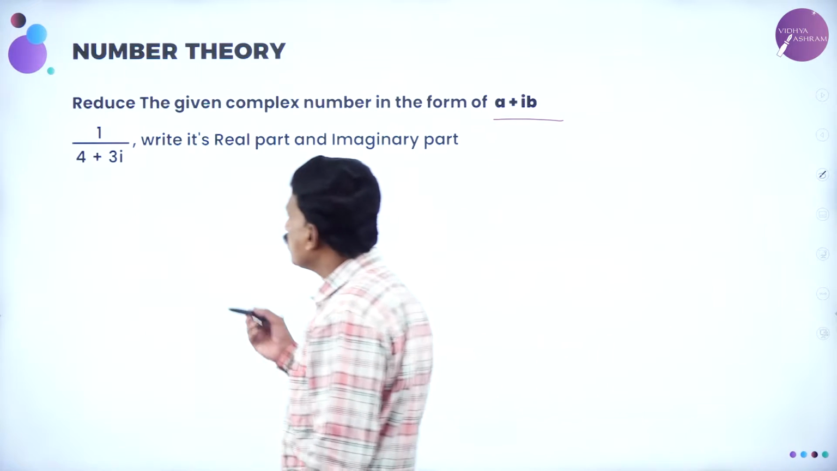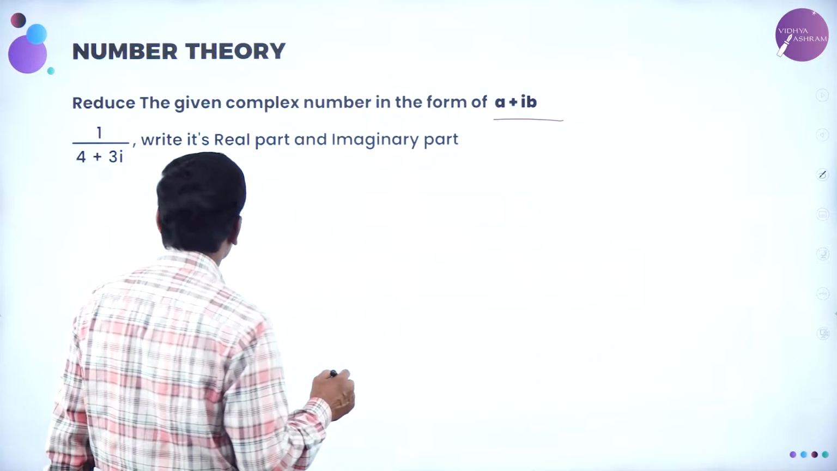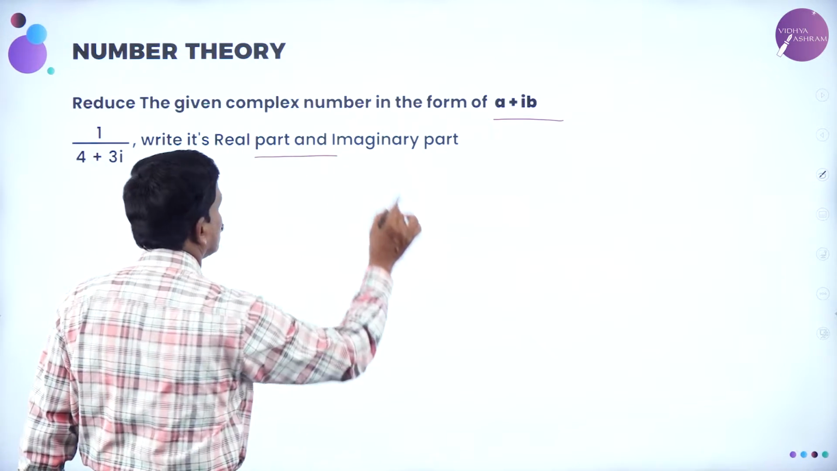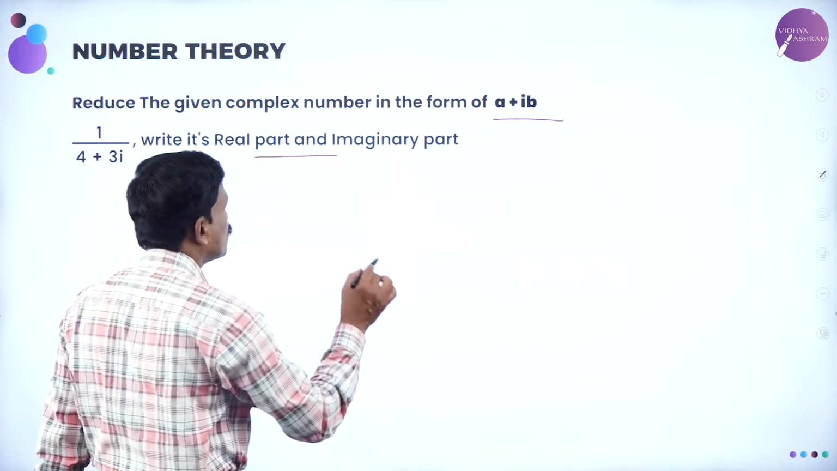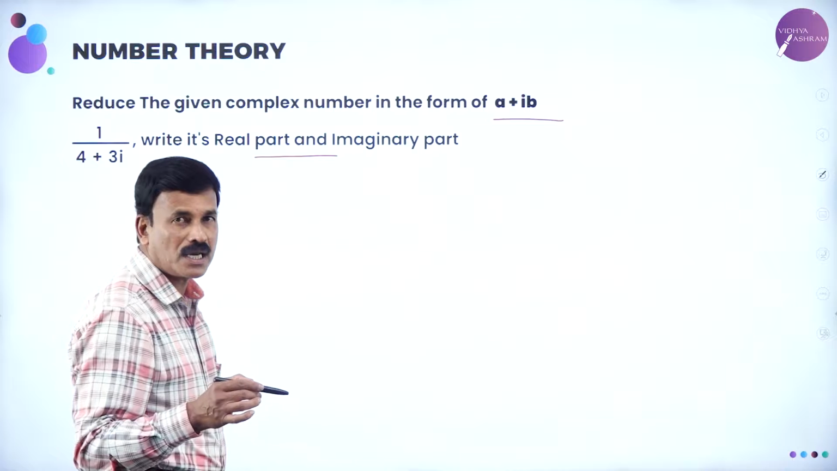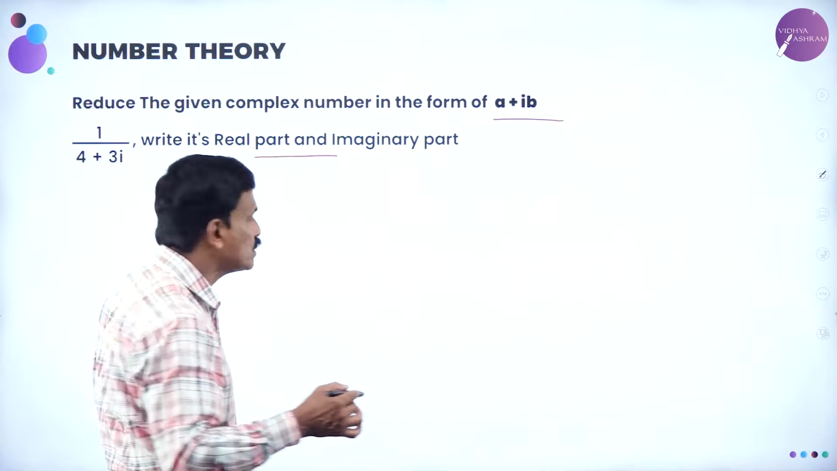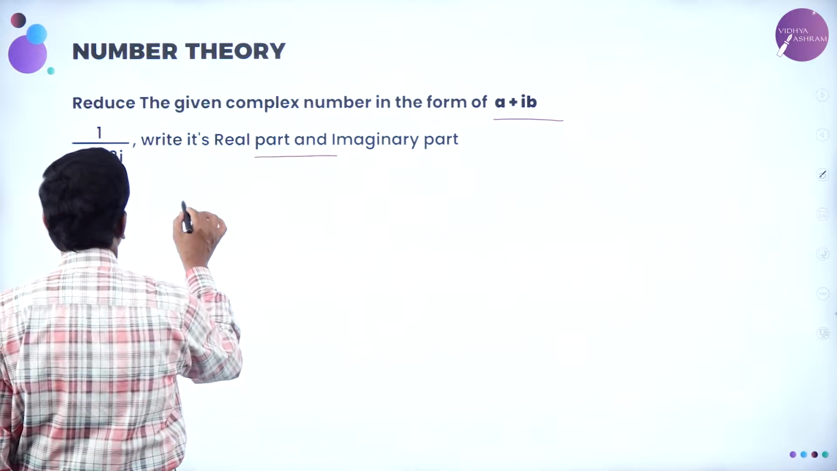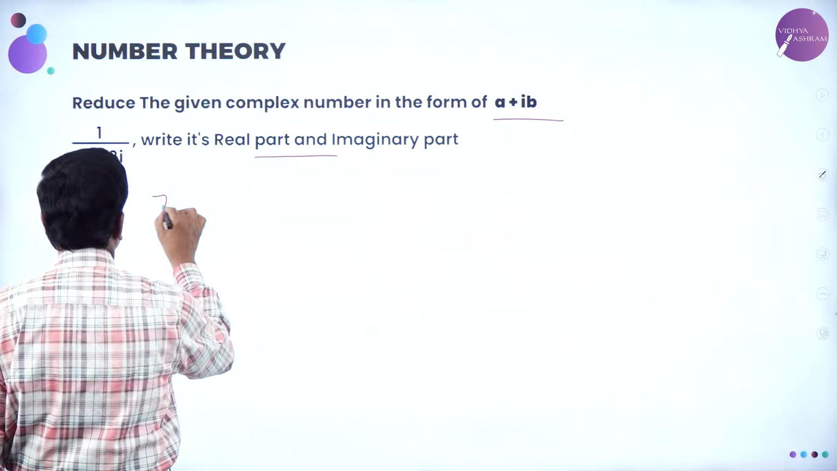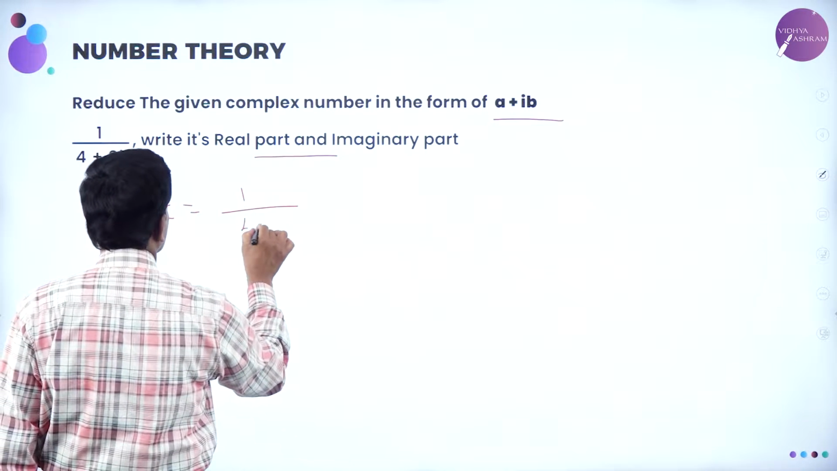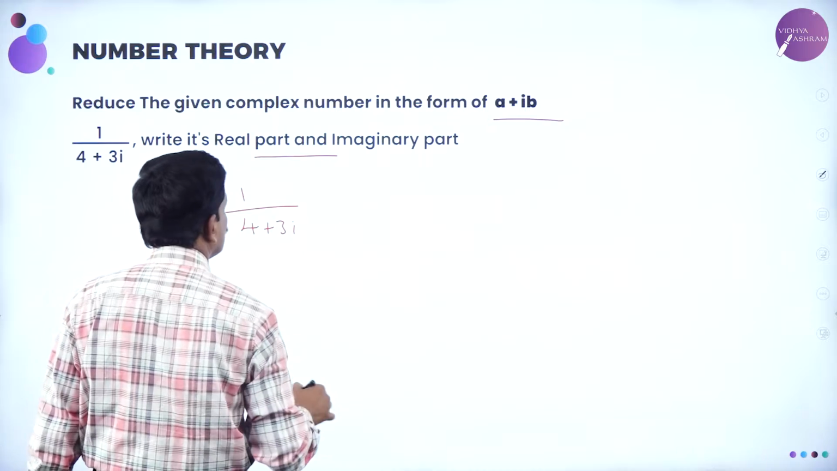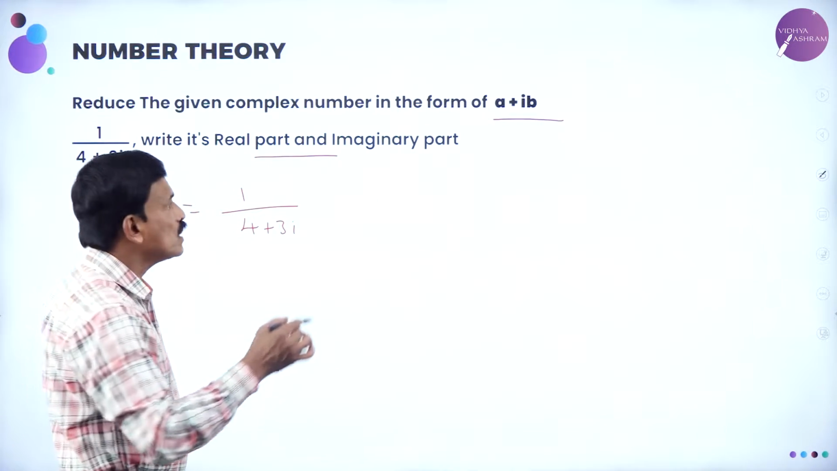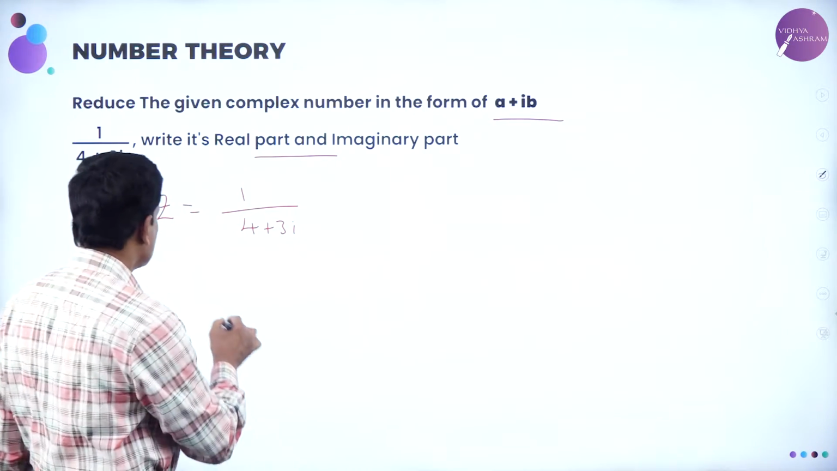Now, what is the problem given? 1 by 4 plus 3i. Write its real part and imaginary part. So we have to reduce this into the form a plus ib, then find the real and imaginary part. So what is the complex number given? Given equation, let us call z is equal to 1 over 4 plus 3i. Now to convert this into a plus ib form, rationalize this.